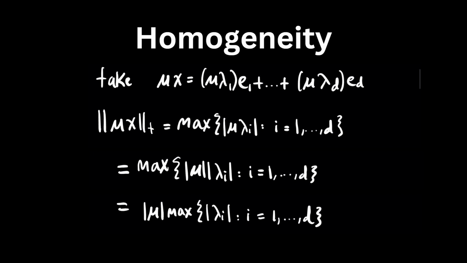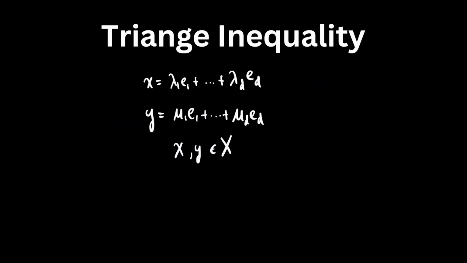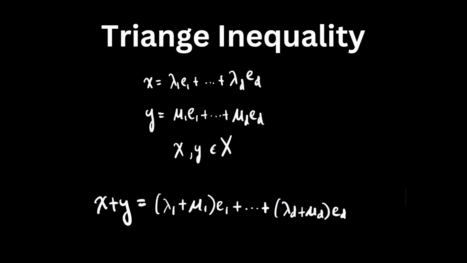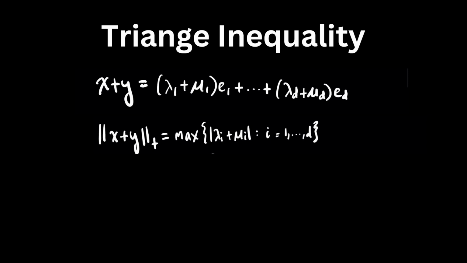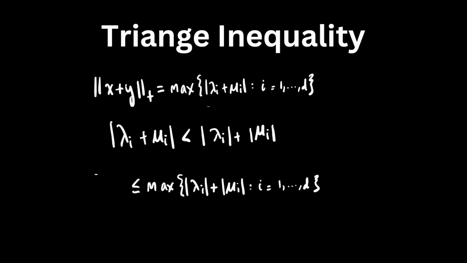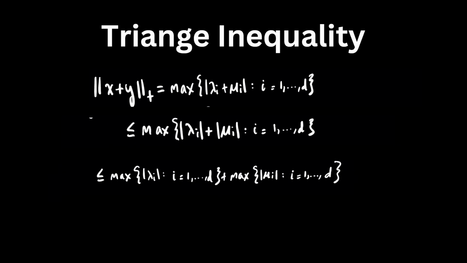The last one is the triangle inequality. Now let's take two elements from X, say X and Y, and we add them together and then apply the norm. And using the basic triangle inequality as shown here, we get this. But through some clever manipulations, we conclude that the norm of X plus Y is less than or equal to the norm of X plus the norm of Y. Therefore, the triangle inequality holds.